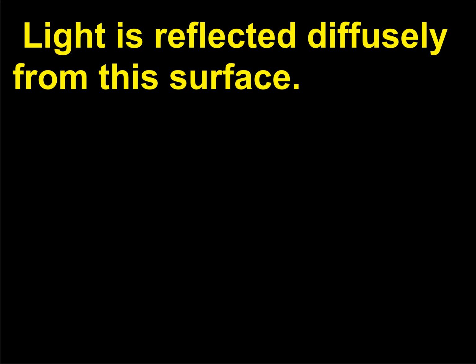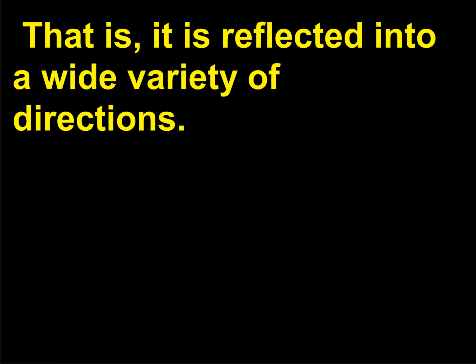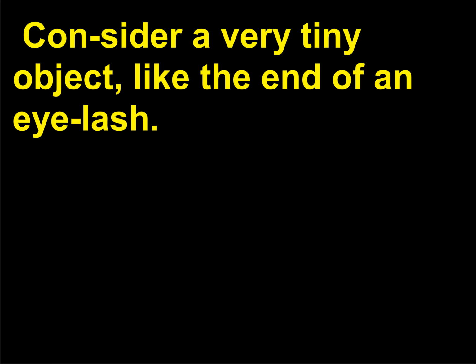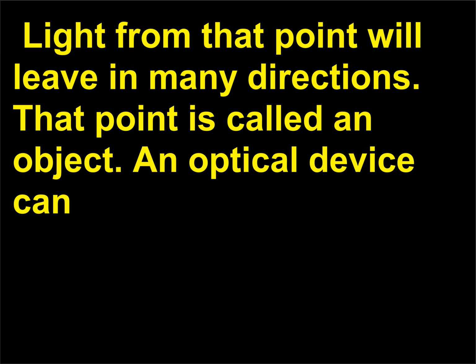What is an image? Suppose light falls on your face. Light is reflected diffusely from this surface. That is, it is reflected into a wide variety of directions. Consider a very tiny object, like the end of an eyelash. Light from that point will leave in many directions. That point is called an object.